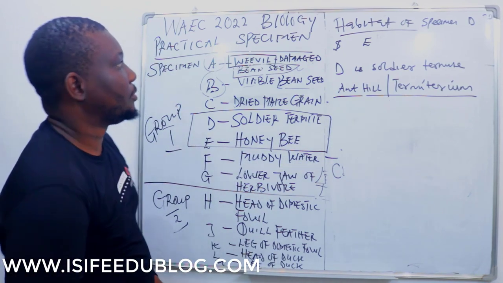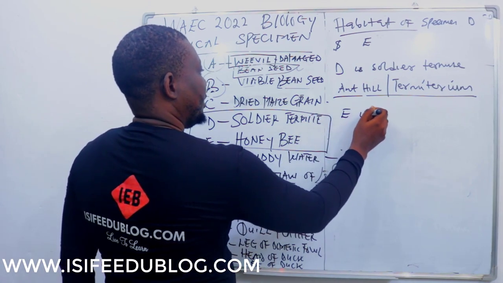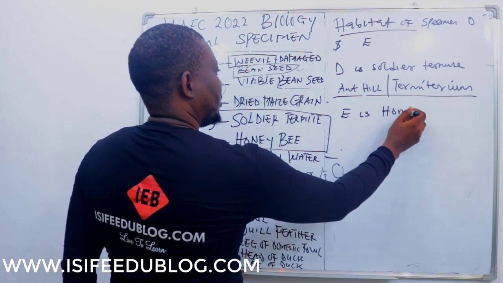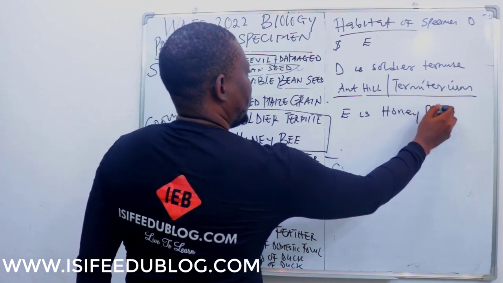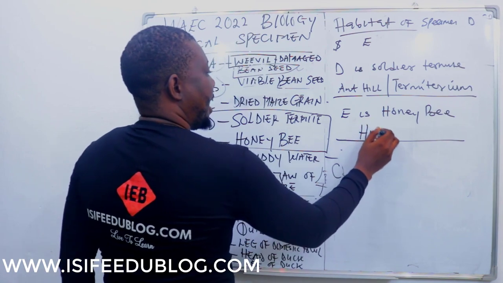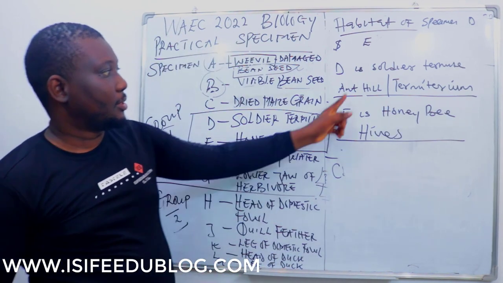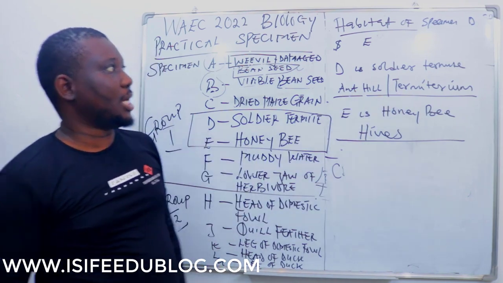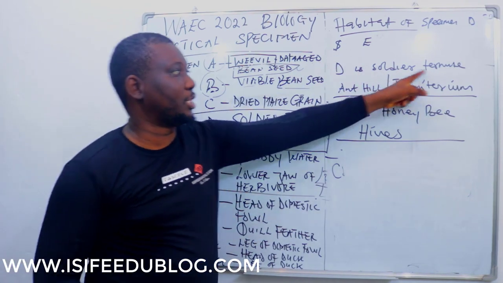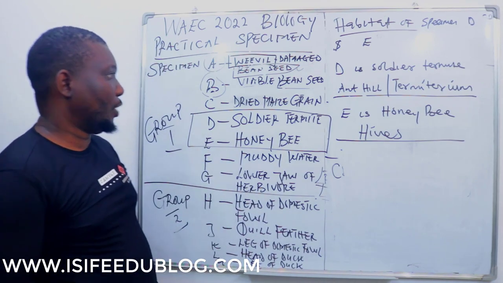Okay, then habitat of E, which is honeybee. Honeybee lives in hives. Anthill, termitree, termitarium, that's the habitat of soldier termites. Hives is habitat for honeybee.